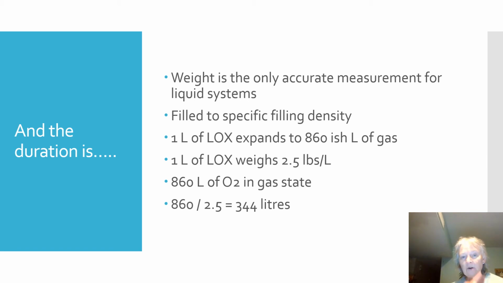So 1 liter of LOX expands to 860 liters of gas. 1 liter of LOX weighs 2.5 pounds per liter. And there's 860 liters in the gaseous state. And so that's going to weigh your 2.5 pounds. If you divide that 860 by 2.5, you come up with 344. You can think about that. It's almost like your cylinder factor, not quite, but it's a constant. It doesn't change.